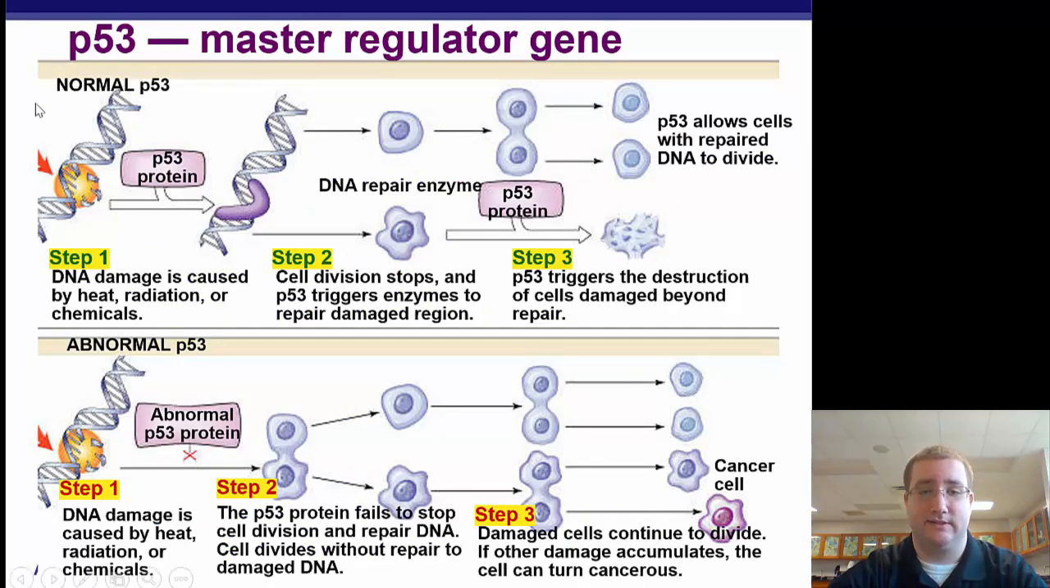So you can see here, the top is the normal P53. So you have some DNA damage, either some heat, some UV radiation, or some chemicals, some carcinogens, cancer-causing agents, that damage your DNA, which is a very normal process. Thankfully, we have this P53 protein that senses this damage and can recruit repair enzymes, things that are going to fix this DNA. If it can fix the DNA, then everything's back to normal. The cell can divide normally.